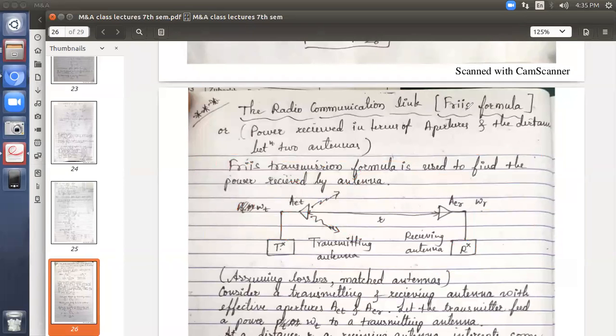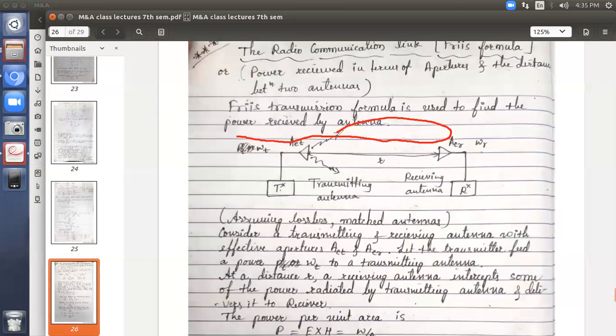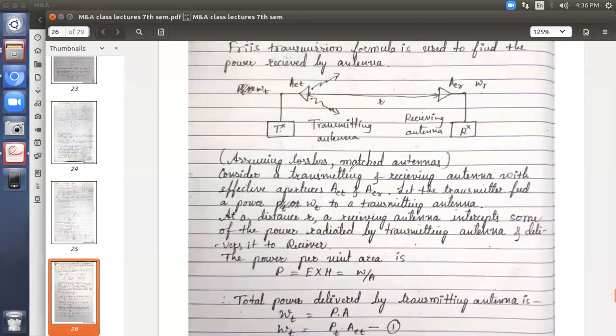FRIIS is the name of the scientist. We have to assume here lossless and matched antennas. Matched means they are perfectly matched without any losses. There are no losses here. Whatever is transmitted will be received. That is the ideal condition.